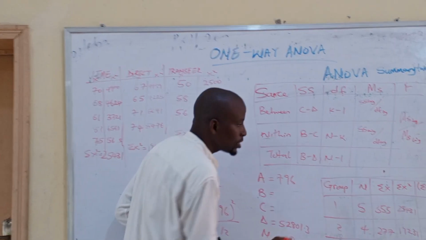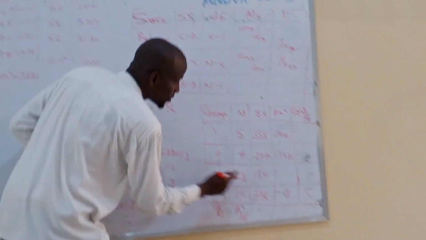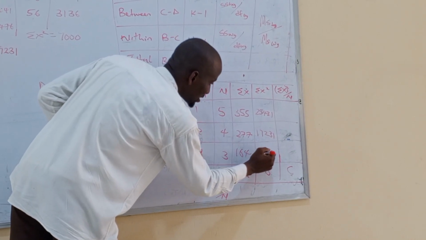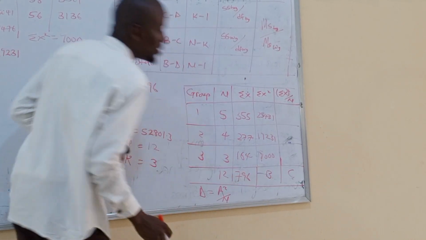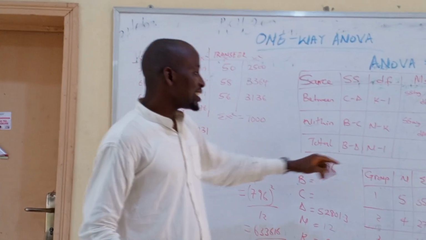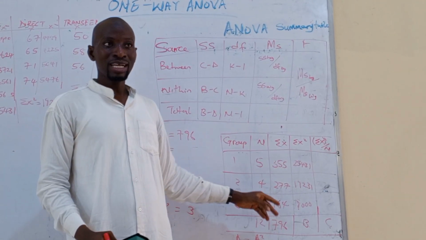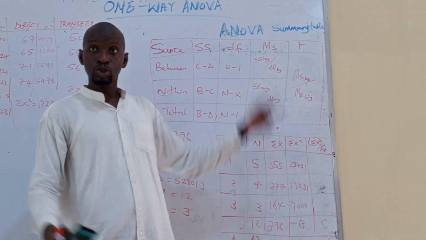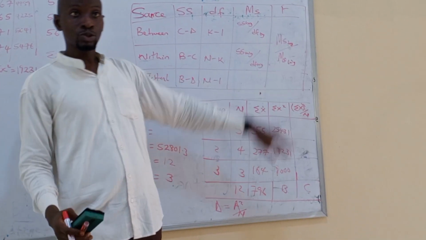Perfect. So for group 3 now, the solution of s squared is 9000. That implies that we can now sum the sum. When I say we can now sum the sum, for us to get our b value, we will do a grand sum, the sum of all the sums of squares.